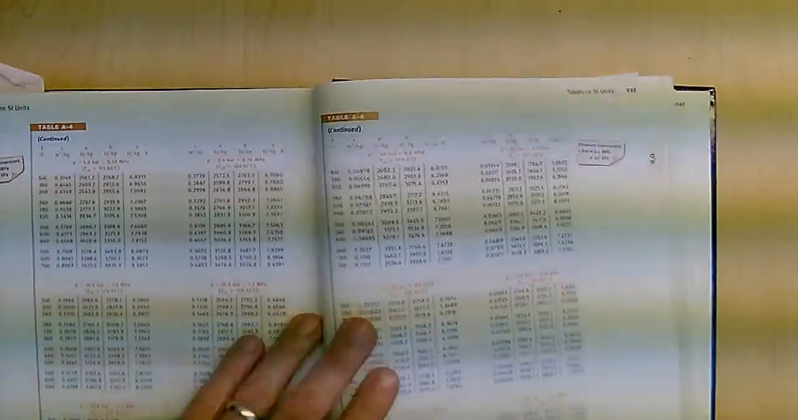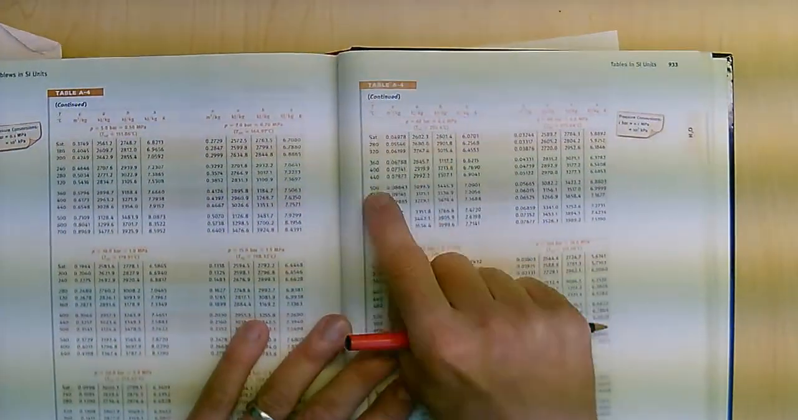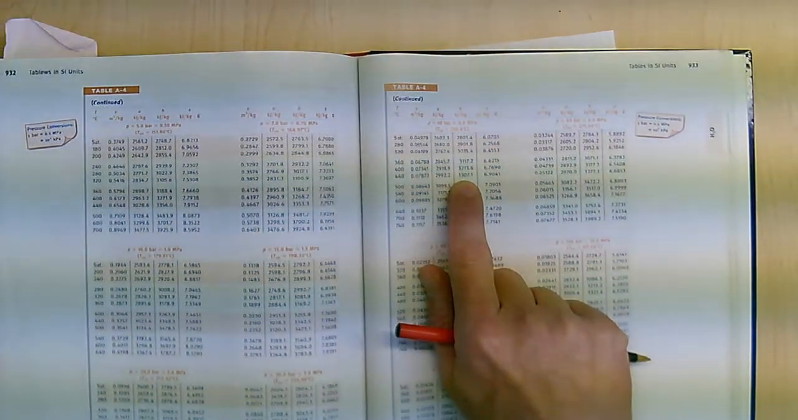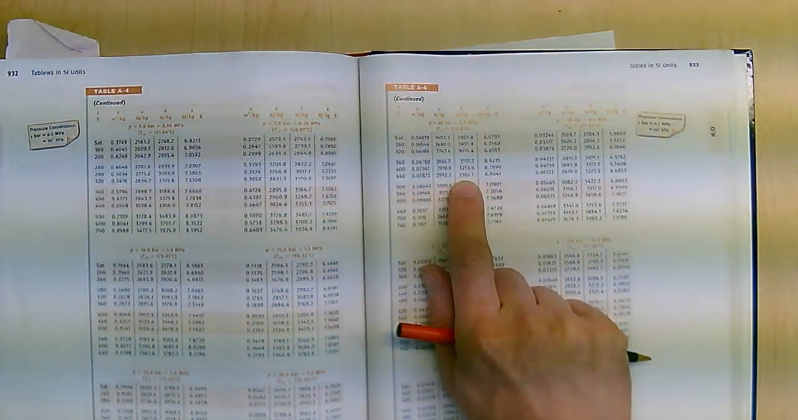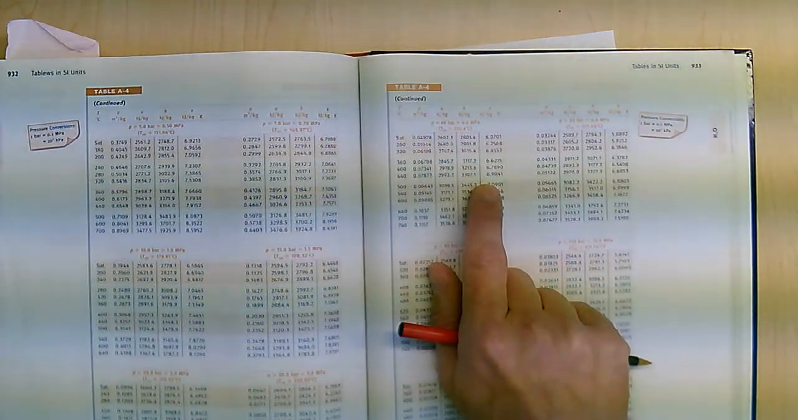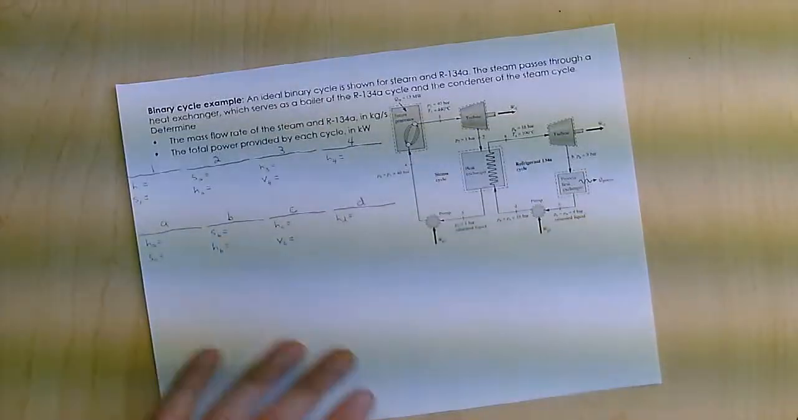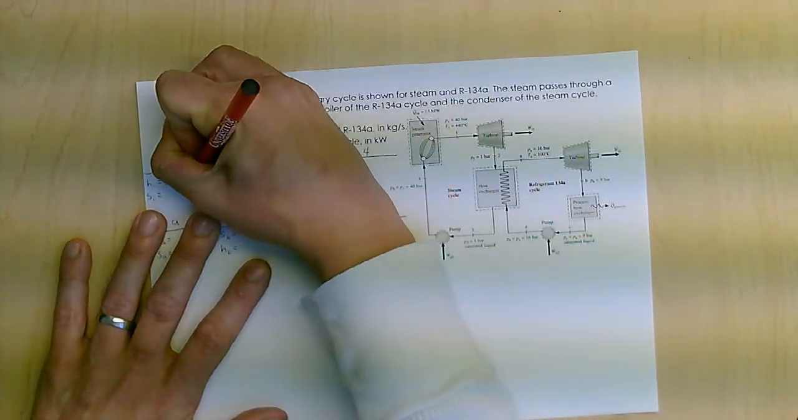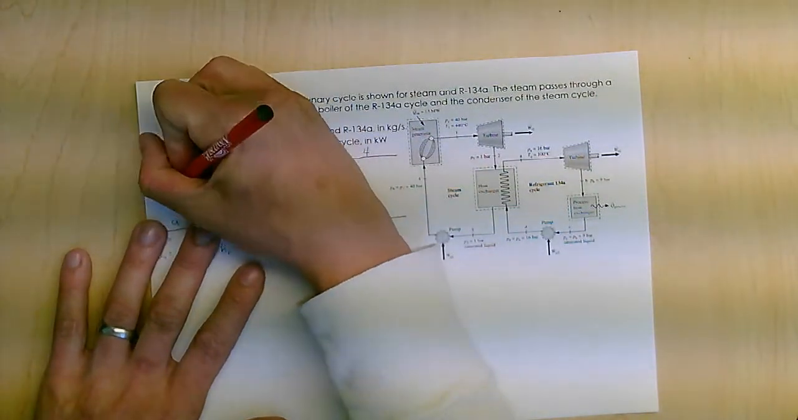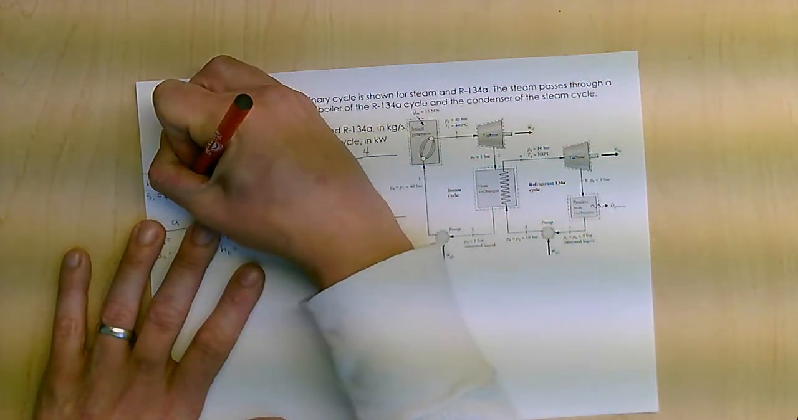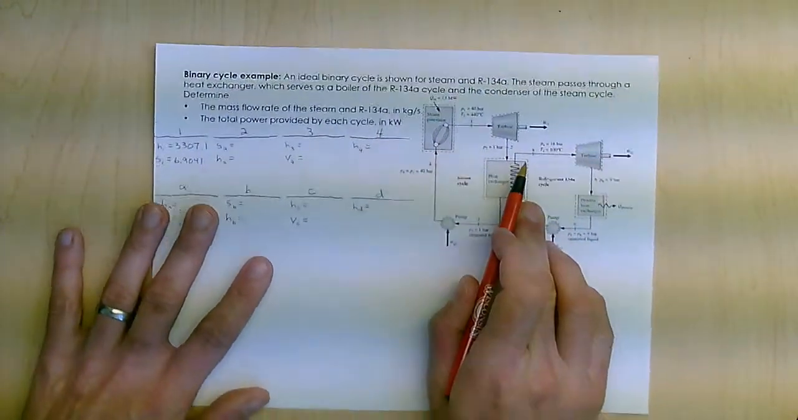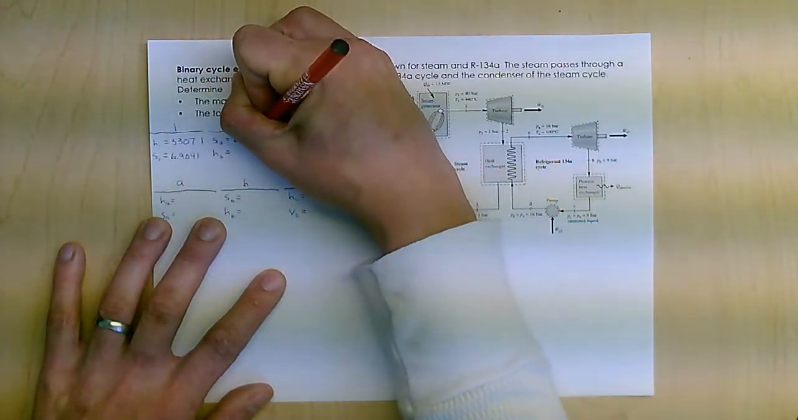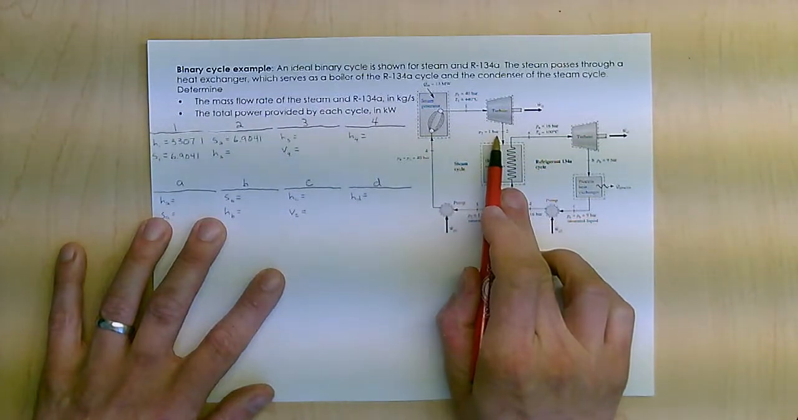So I go right here, 40 bar, 440, and I get H equals 3307 and S equals 6.904. Let me jot those down. So that's H1 = 3307.1 and S1 is 6.9041. Again, isentropic across the turbine, so that means S2 is also 6.9041. That pressure is at 1 bar.